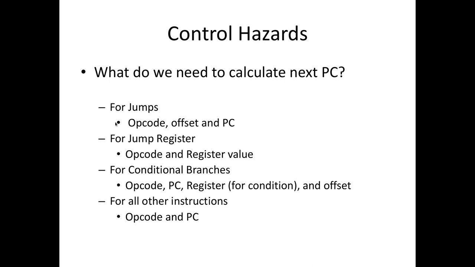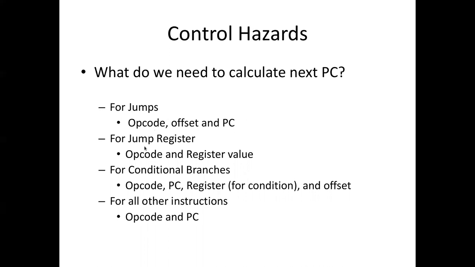Okay, so for jumps, this is just a pure jump with a massive immediate. We just need the opcode, we need the offset, so the 25 or 26 bits, 27 bits for the offset, and the current program counter, because it's just a massive offset from where we are. So that's jumps, but jumps are not the only thing we need.